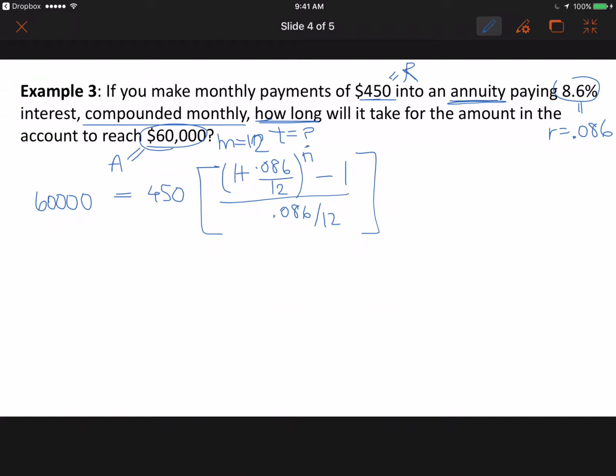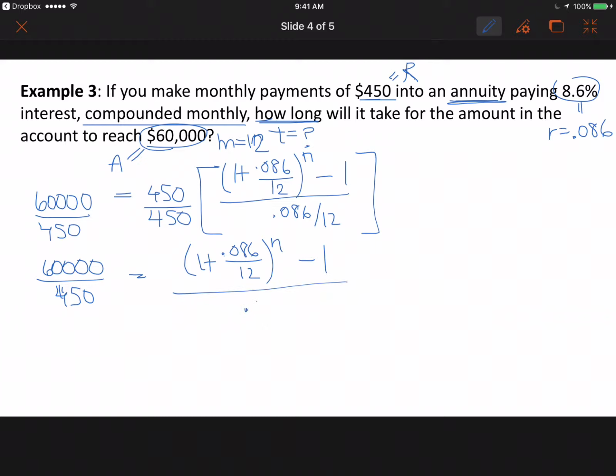So the first thing in the way is this 450. It's multiplied, so to undo multiplication, we divide. So now I have 60,000 divided by 450 equals 1 plus 0.086 over 12 to the N minus 1 all over 0.086 over 12.